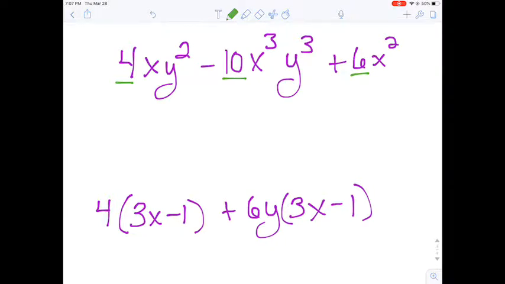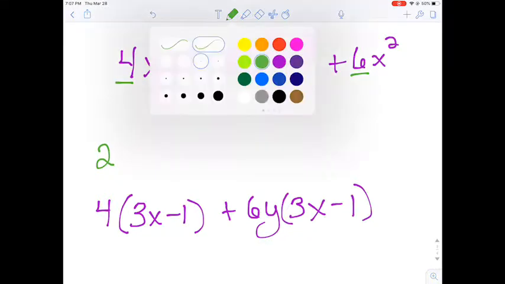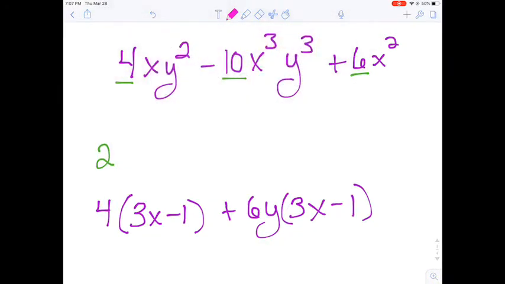So I have to look at 4, 10, and 6. The largest number that goes into all 3 of those is 2. So that's what I'm going to begin with. So 2 is my starting greatest common factor. Next, I'm going to go to the x values. So I have x to the first here, I have x to the third here, and x to the second here. Well, this first term has 1 x to give up, this one has 3, and this one has 2. I can only take out what they have in common. The most they have in common is 1. So x to the first is going to be part of my greatest common factor.